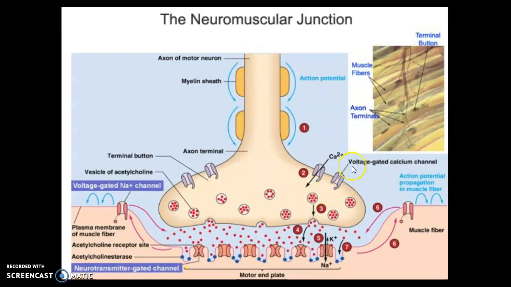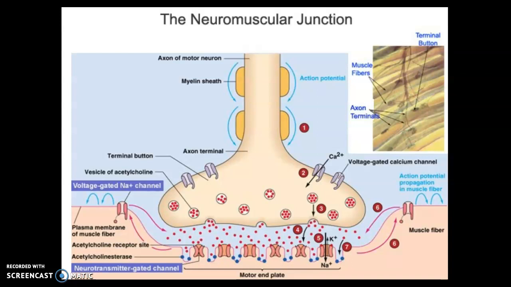Up here, these were voltage-gated. They were turned on by electrical current. Down here, these are neurotransmitter-gated channels, or ligand-gated channels. Ligand means there's a substance that has to bind onto the channel to open it. So when acetylcholine comes over and binds onto these sodium channels, they now open.